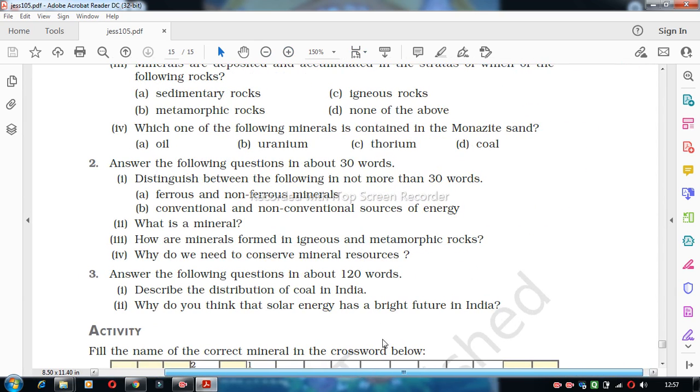Okay, question number 2, distinguish between the following in not more than 30 words: ferrous and non-ferrous, conventional and non-conventional. What is a mineral? How are minerals formed in igneous and metamorphic rocks? Why do we need to conserve mineral resources? And last, the third point. Please do it in your notebook and prepare well for your examination.